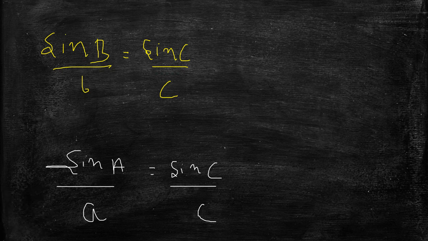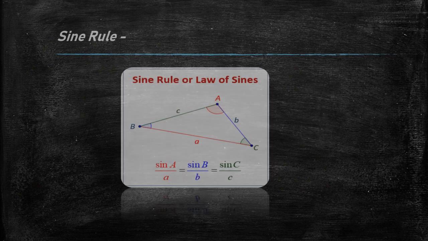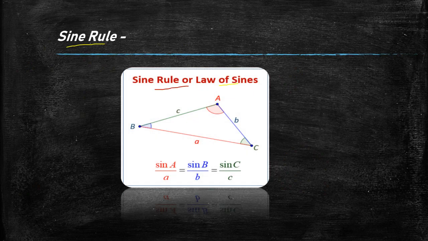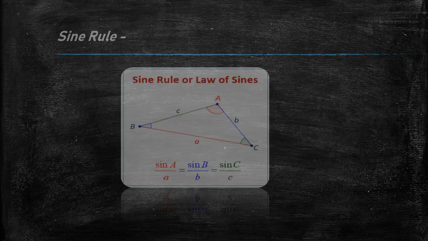Now I can equate these two equations. From here I can deduce that sin b by b is equal to sin a by a is equal to sin c by c. So this is my sine rule: sin a by a is equal to sin b by b is equal to sin c by c.